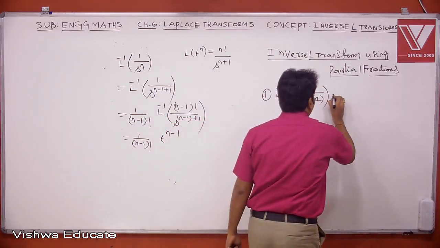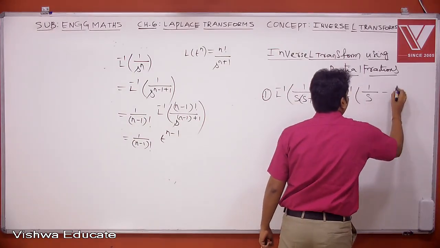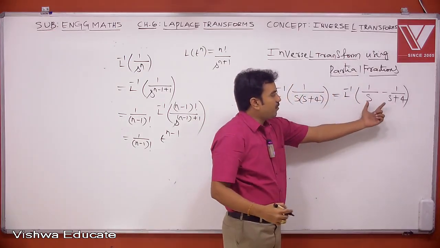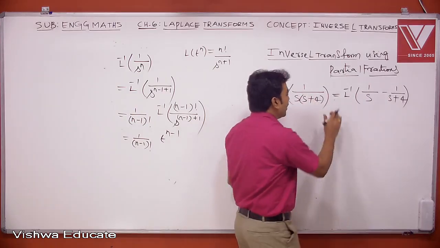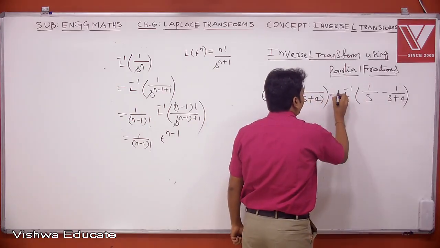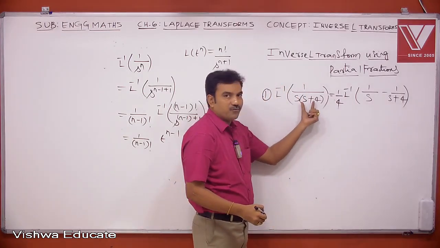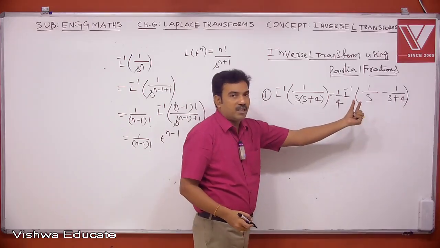Now this can be written as L inverse of 1 by s minus 1 by s plus 4. But when you simplify this, you will get 4 extra in the numerator. So here it is 1 only. Therefore this can be divided by 4. So 1 by s into s plus 4 can be written as 1 by 4 into 1 by s minus 1 by s plus 4.